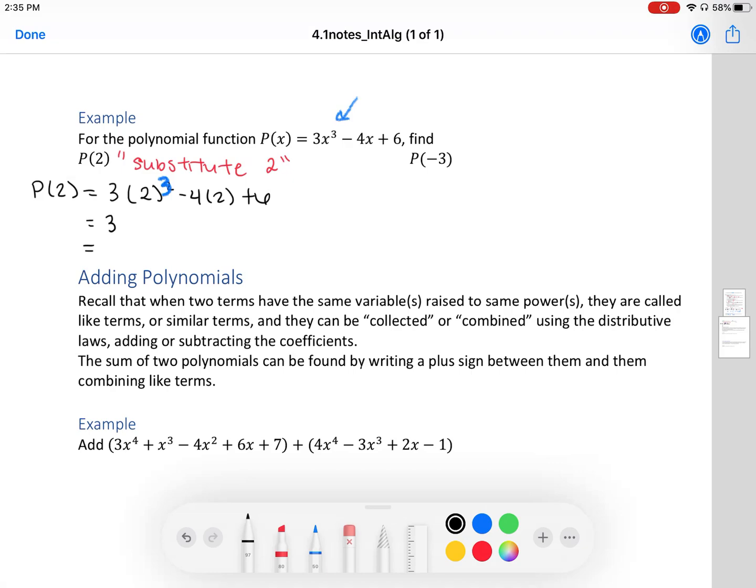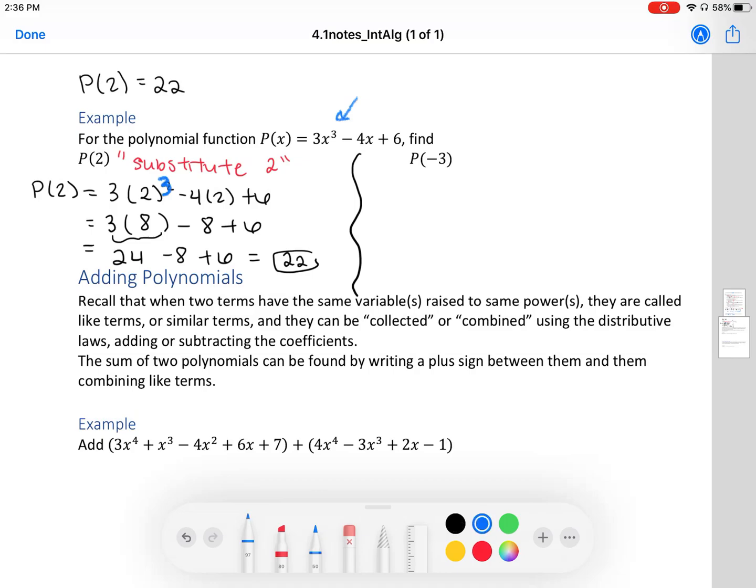Okay, so we have 3 times 2 times 2 times 2, 3 times 8 minus 8 plus 6. 3 times 8 gives us 24 minus 8 plus 6. All right, well, 24 minus 8 is 16, and 16 plus 6 gives us 22. So we can say that P of 2 is equal to 22.